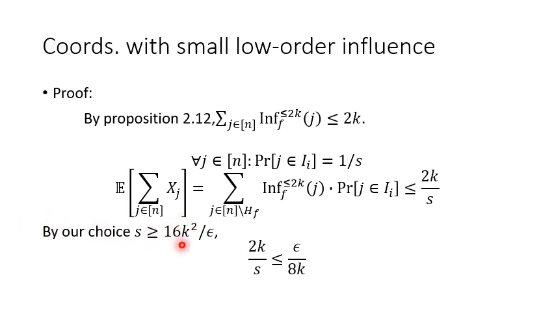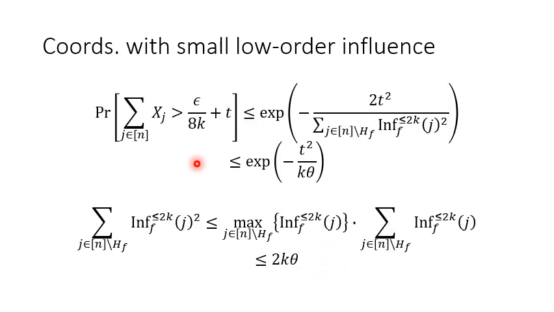bigger than this expression, so just by changing the sides of the expressions we get this inequality, which we'll now use. Like I've mentioned in the previous slide, epsilon over 8k is bigger than the expectation of this sum of xj's. So now we will use Hoeffding's inequality to bound this probability that this sum of xj's is bigger than the expectation plus t. We will bound it with the value.